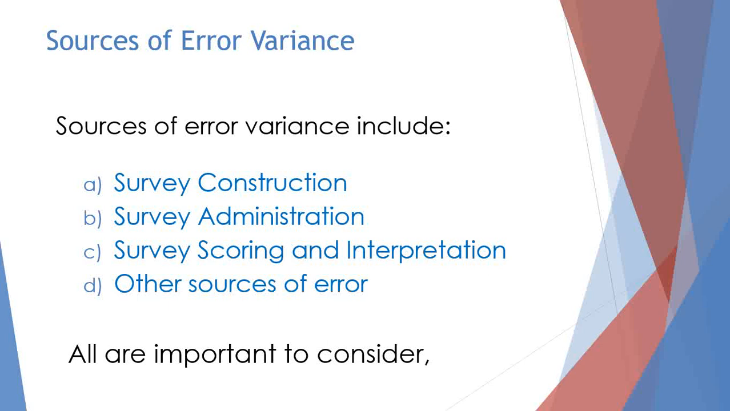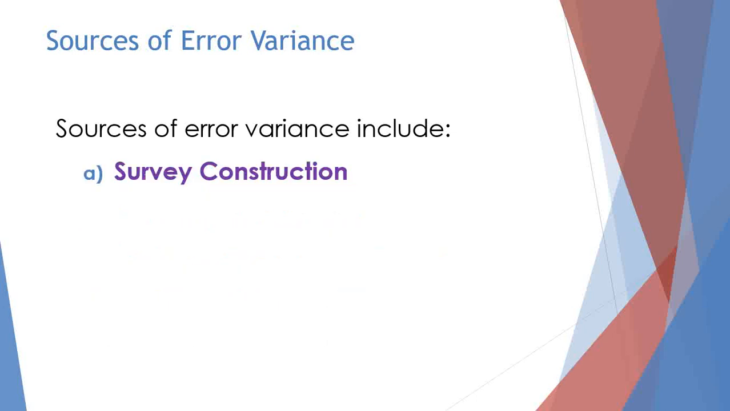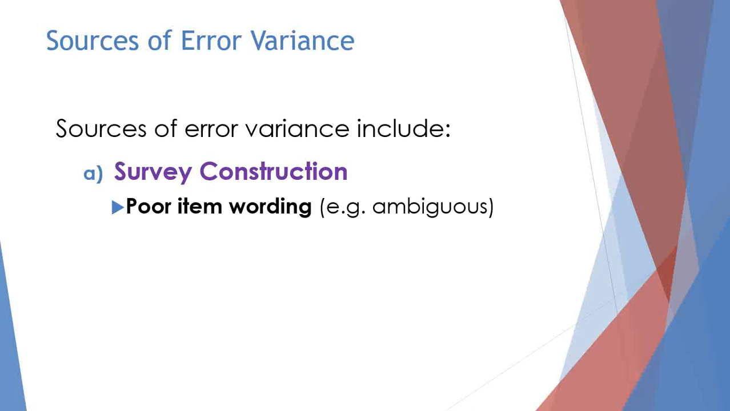So let's have a look at some sources of error variance in surveys. It may include survey construction, survey administration, survey scoring and interpretation, or other sources of error. And they're all important to consider. So survey construction, often it's poor item wording. It's ambiguous. So I'm going to give you an example.